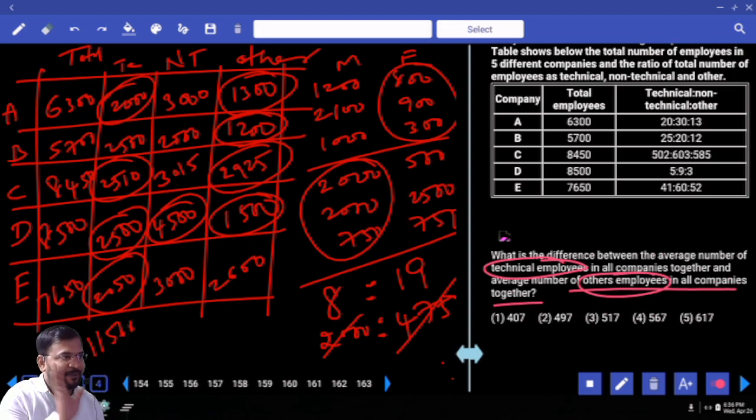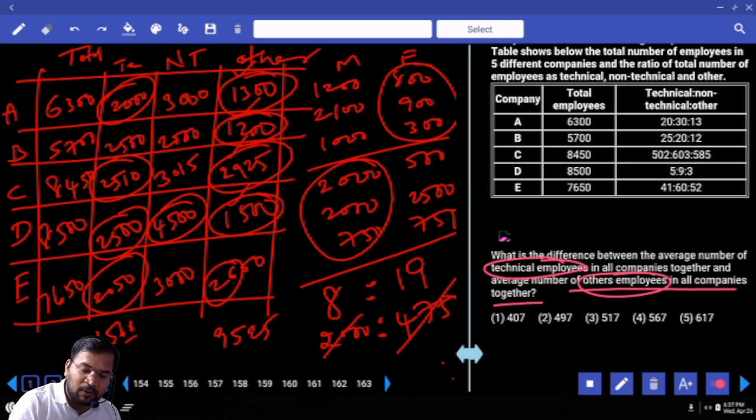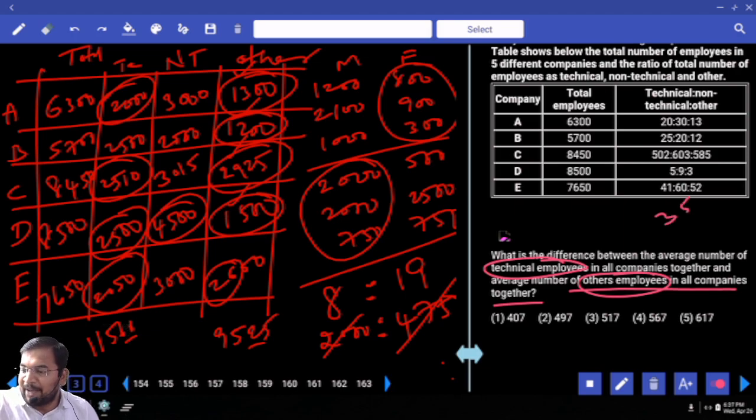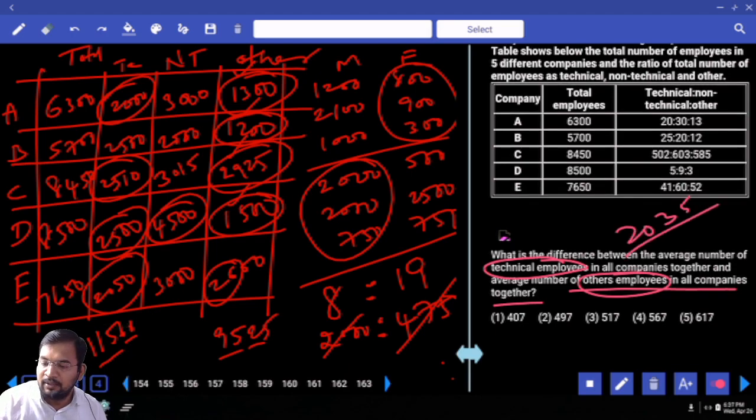Don't take the average, keep it aside. We'll see it last. Other employees, tell me fast: 9,500, only 25 is there. 9,525. We need the difference. 60, 25 difference is 35. But all options end with 7 only. No problem. 11,000 and 9,500, difference is 20. 2,000 by 5.